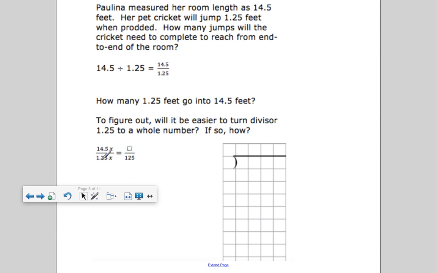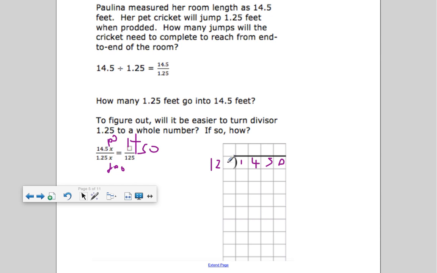What power, I don't know about you, but I like working with whole numbers. So this divisor is 1 and 25/100. What power do I need to multiply by? Hundreds. I said hundreds if you listen carefully. 1 and 25 hundredths, so I'll multiply by 100. So 14 and 5/10, if I multiply by 100, would be 1450. So let's divide 1450 into groups of 125.